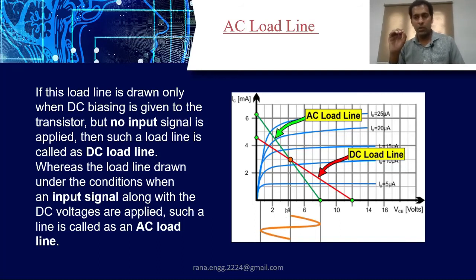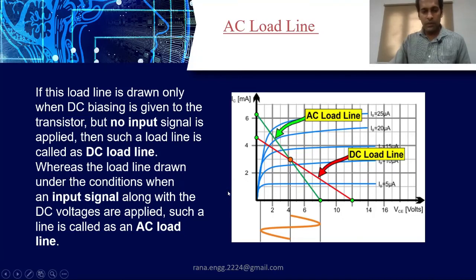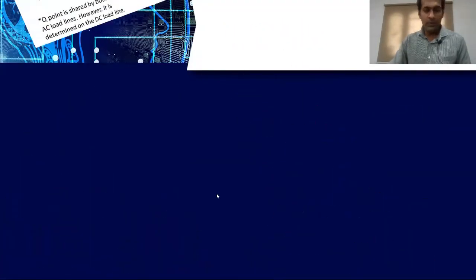We get a DC load line if we have only DC biasing. DC biasing we get due to DC voltage sources. If you have a battery DC voltage supply at input and output, you get the DC load line only. But if you introduce some AC signal at the input, then that will give rise to the AC load line, because it is alternating, right? In the same transistor circuit, we can have the DC and AC load line. So this is something very important you have to remember.